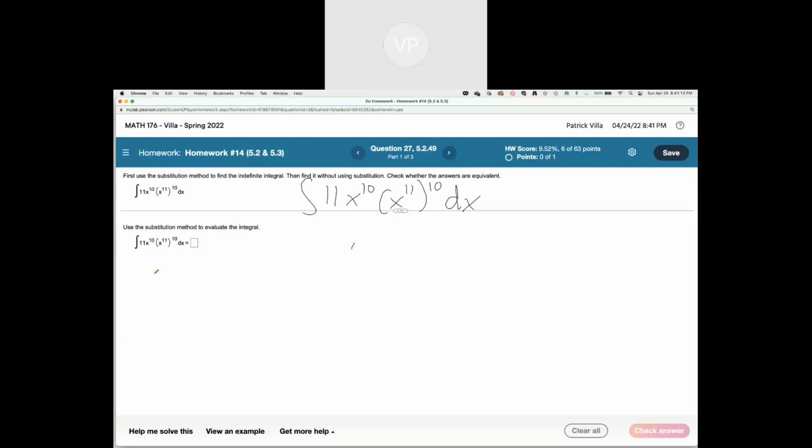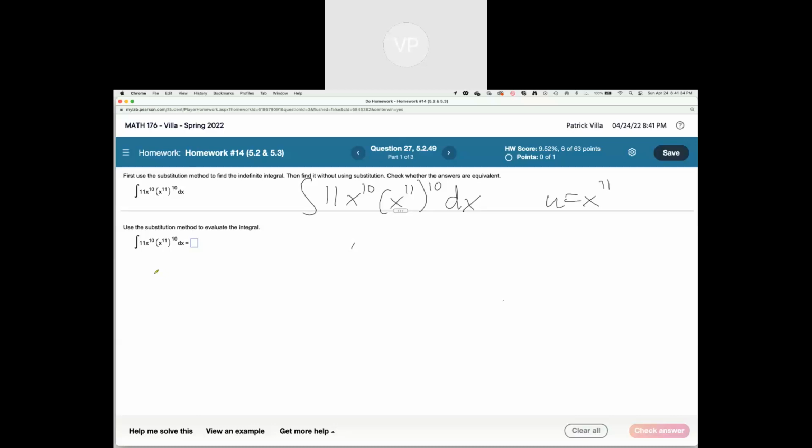So the process is, let's try to make something less complicated. Well, if you notice, and a lot of this is going to be from experience, I'm going to let the inside of that parenthesis be the u. Now, a lot of times I only need to do this when it's more than one term. This is just one term, although it's a high power, it's one term.